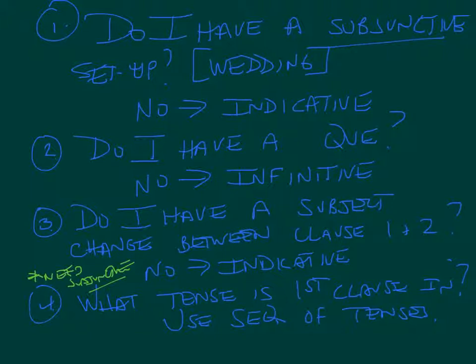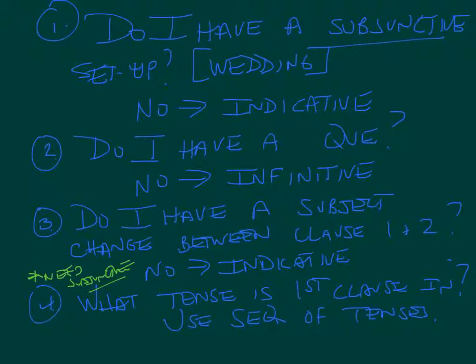Question 3, do I have a subject change between clause 1 and clause 2? In other words, the subject of the verb in the first clause must be different than the subject of the verb in the second clause. Again, the first clause is everything before the que, the second clause is everything after the que. So you need something like a yo and a tú, or nosotros and an ellos. You need 2 different subjects. If the answer is yes, you may move to question 4. If the answer is no, put the verb that you need to conjugate in the indicative.